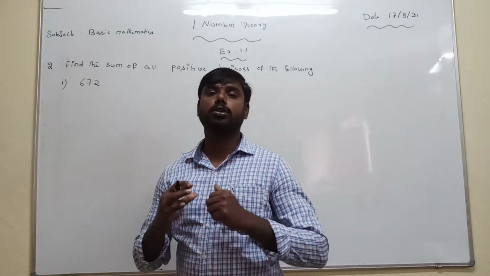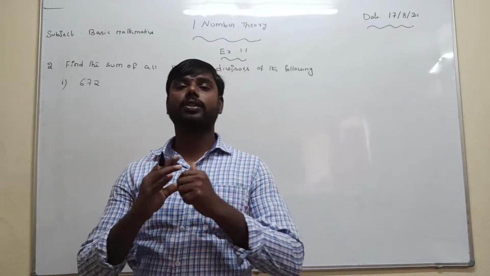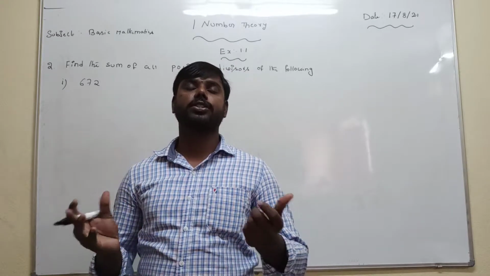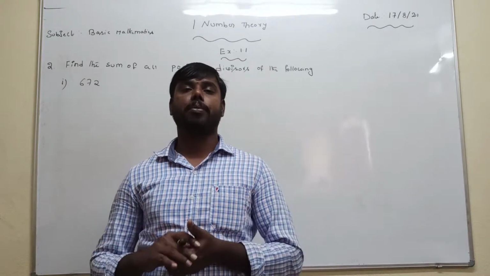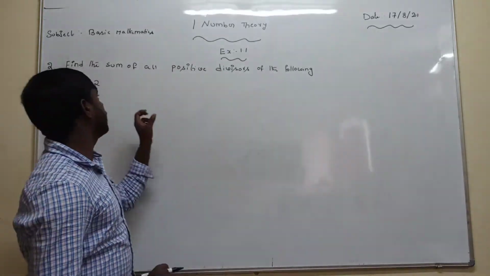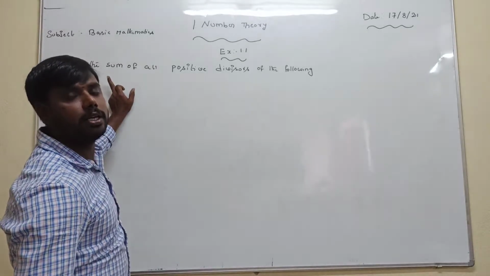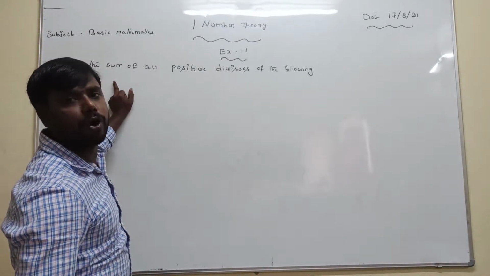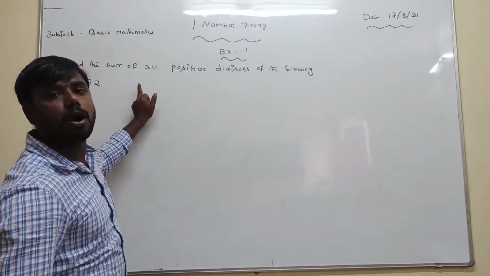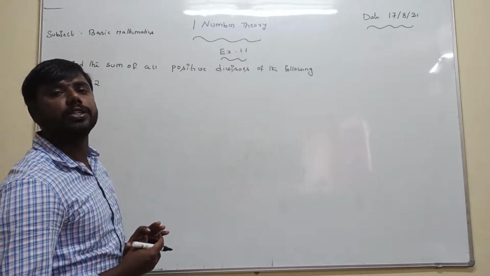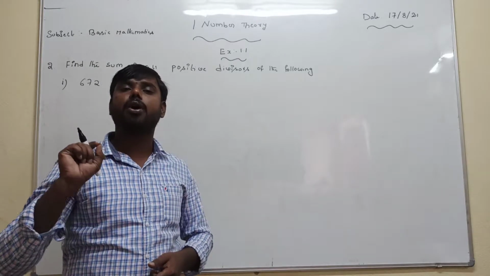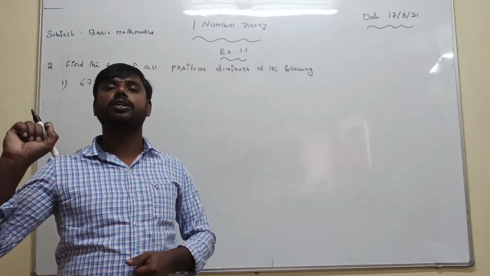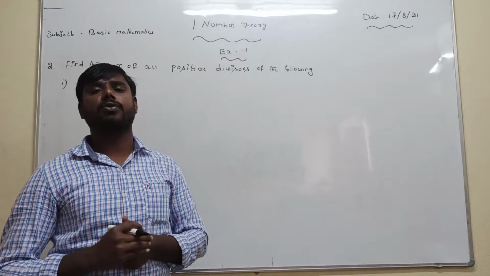The last class discussed how to find the number of divisors of a given number. Today we are discussing how to find the sum of all positive divisors of a given number.